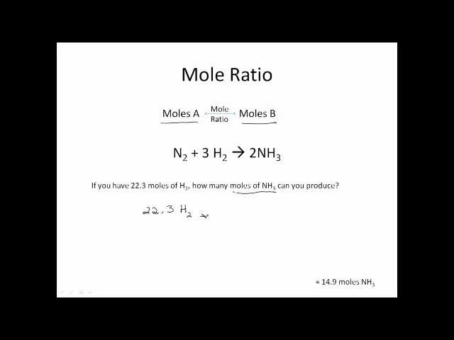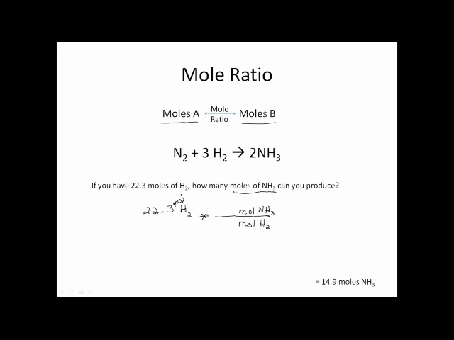So we've got our factor, and we're going to multiply by a mole ratio. Once again, this should have mole in there because it's 22.3 moles of H2. What we're given goes on the bottom. It's moles of H2. We need that so it cancels out. We're converting from this to something, and in this problem, the moles of ammonia, or NH3.